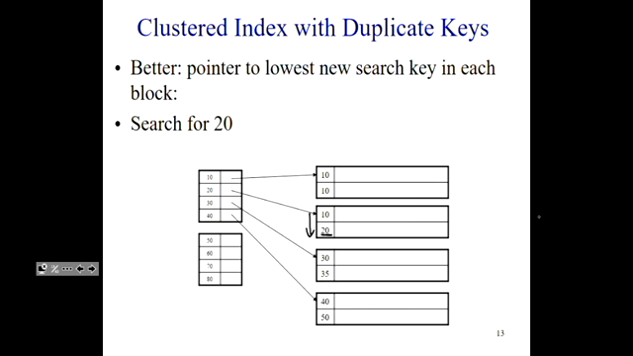Any questions? One thing to notice here is that, because this is a sparse index, there are some key values for which there are no pointers. For example, for 35, you don't have a pointer here because this is not the lowest new search key in that block. Since it is not the lowest new search key in that block, it does not have a pointer to it, which is totally fine, because we are in the sparse index regime. We are not in the dense index regime. If we were in the dense index regime, we would need to have a pointer to this.